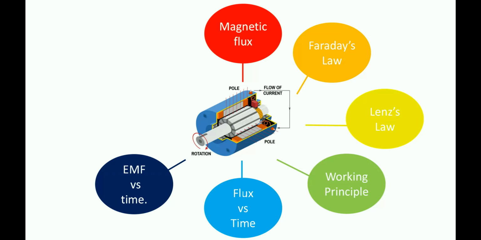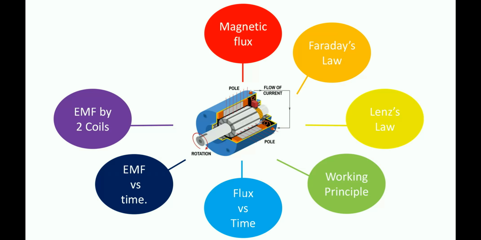We will also cover the electromotive force produced when two coils are used instead of one, and the modifications done to the conventional DC generator to increase the efficiency of the generator.